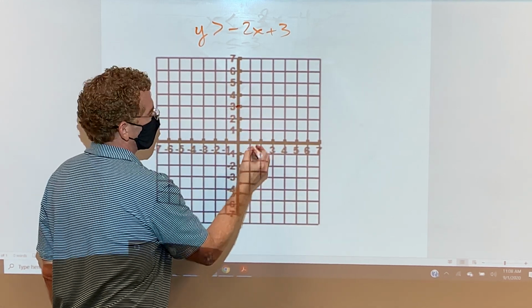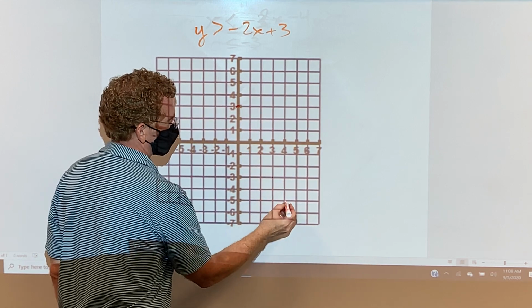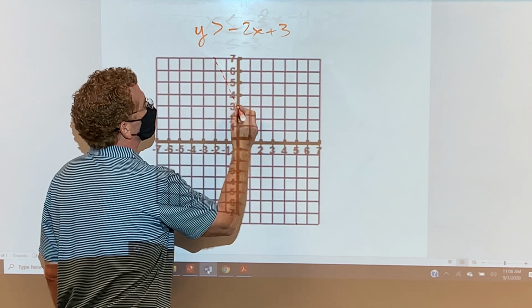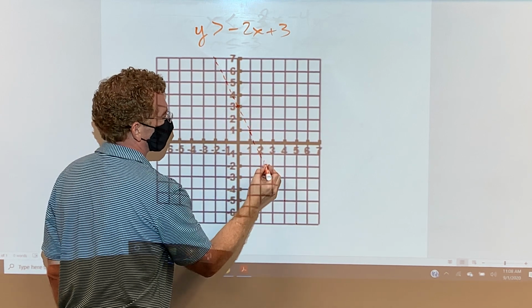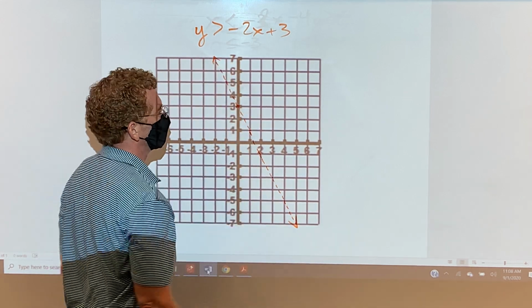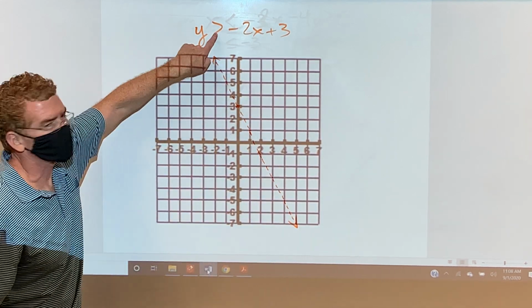And then you go down to? Over 1 to the right, down 2, over 1, down 2, and so on. By the way, try to make this graph consistent all the way through the whole sheet of graph paper. And it's dotted because it's not equal.